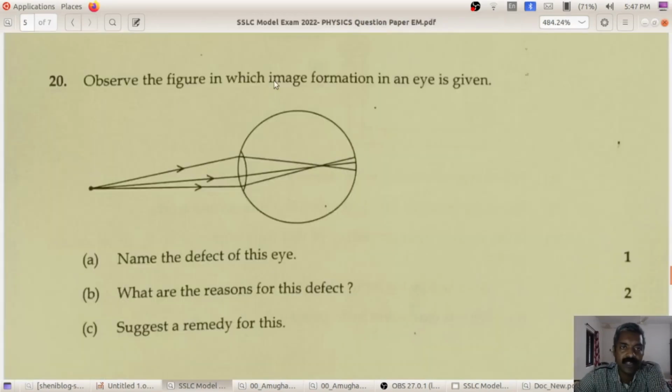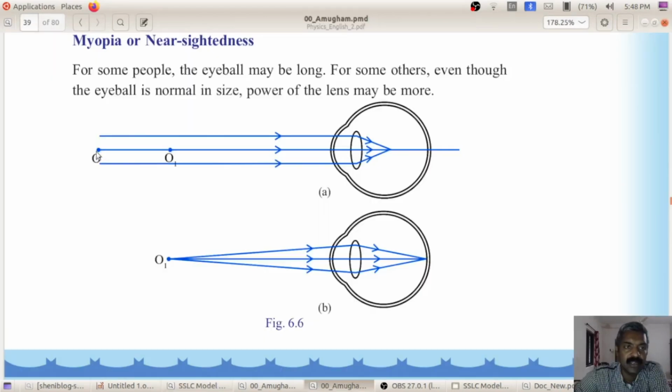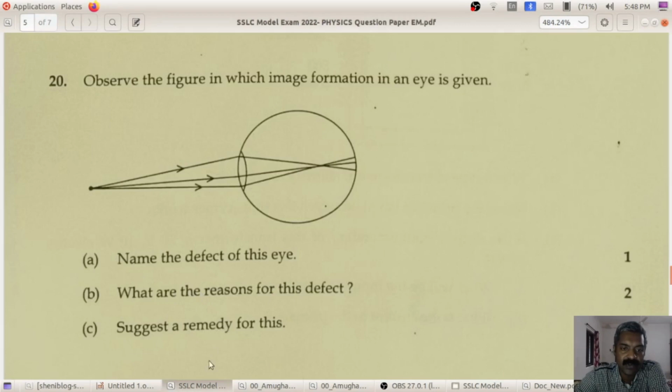Okay, observe the figure in which image formation in an eye is given. Name the defect of this eye. A distant object is placed here and the light from this distant object is focused in front of the retina. The image from a near object is focused on the retina. This defect is known as myopia or nearsightedness. What are the reasons for this defect? The power of the lens is high or the eyeball is larger than a normal eye.